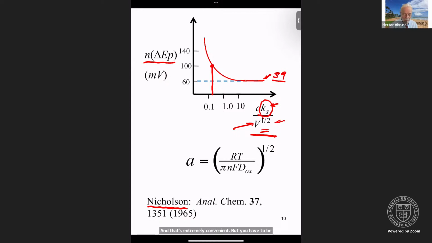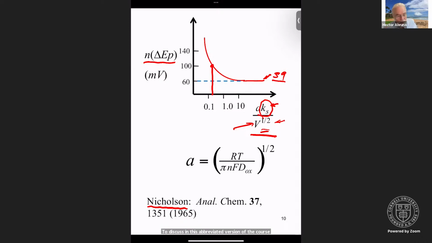Why is that? Because this is the total delta E peak in your system. And for example, if you have a high solution resistance, your delta E peak will be bigger than 59 millivolts, not because the system is sluggish, but because you have a highly resistive environment. So you have to be extremely careful about that. Other ways of measuring Ks is to use so-called impedance measurements, which we will not really have time to discuss in this abbreviated version of the course.